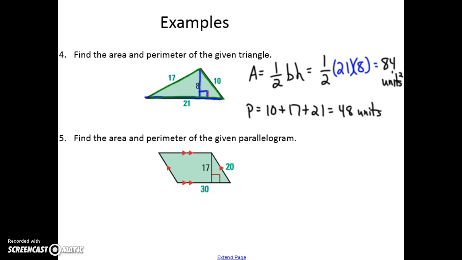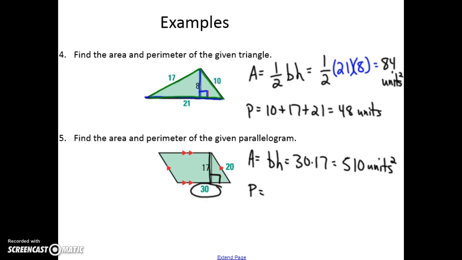And on number 5, we want to find the area and the perimeter of the given parallelogram. Make sure for the area, you do base times height. Make sure you identify the right base and the right height. So if I'm going to use 30 for the base, then my perpendicular side to that is the height. So it'd be 30 times 17, which is 510 square units.